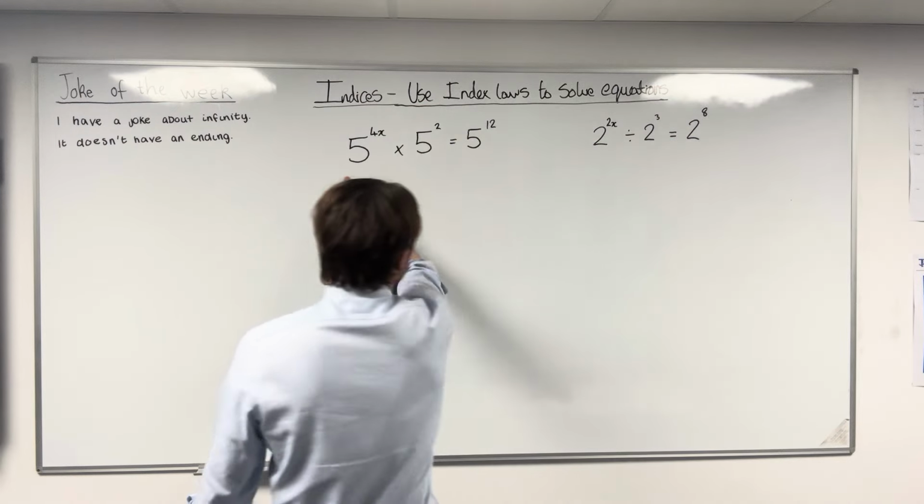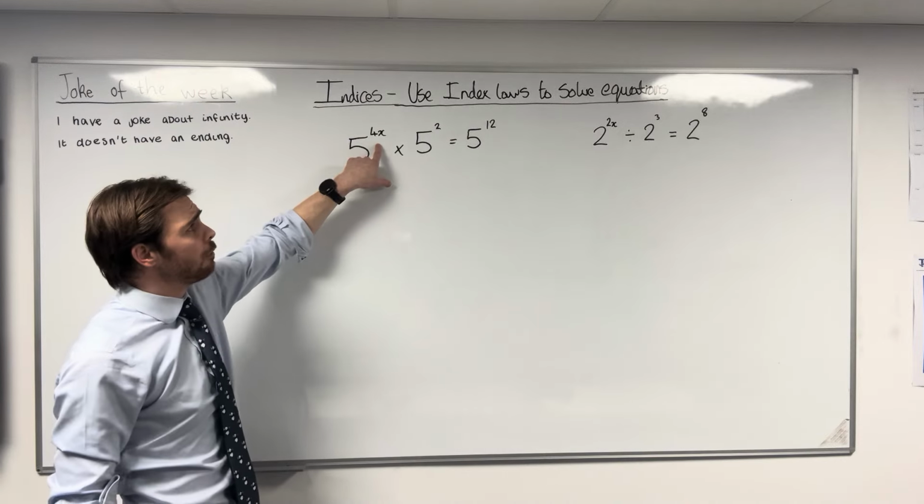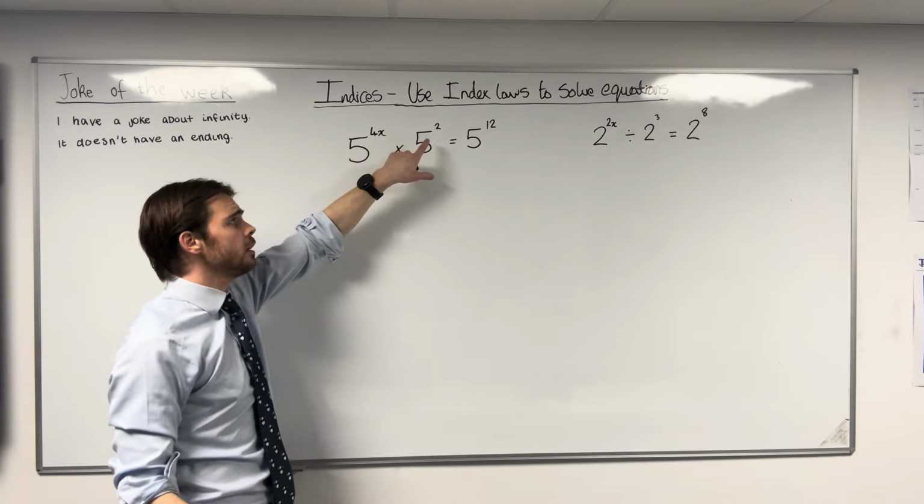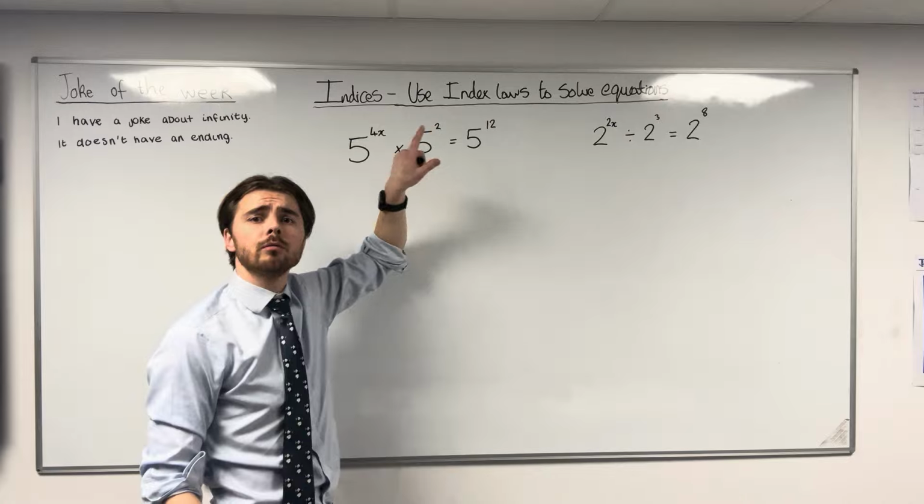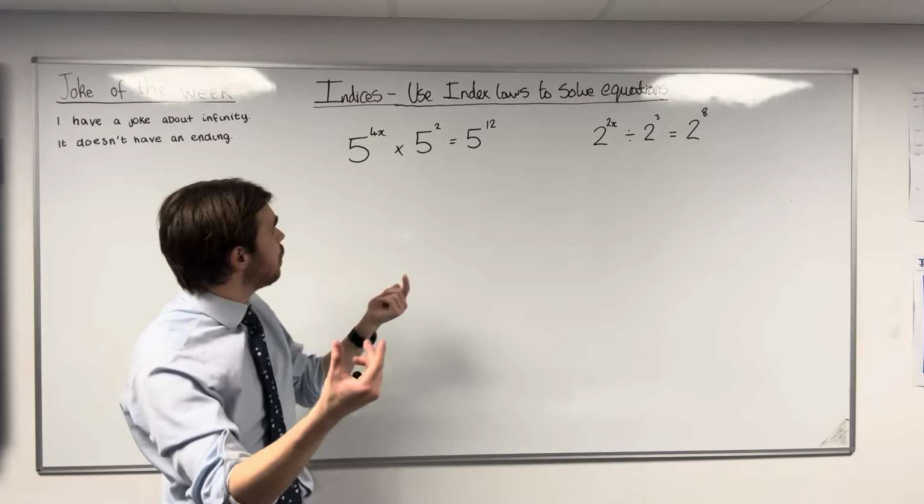We are on to the final bit of indices now, where it's solving equations with indice laws. So let's take a look at the first question I've got up here. 5 to the power of 4x multiplied by 5 squared equals 5 to the power of 12. So how do you go about solving this?